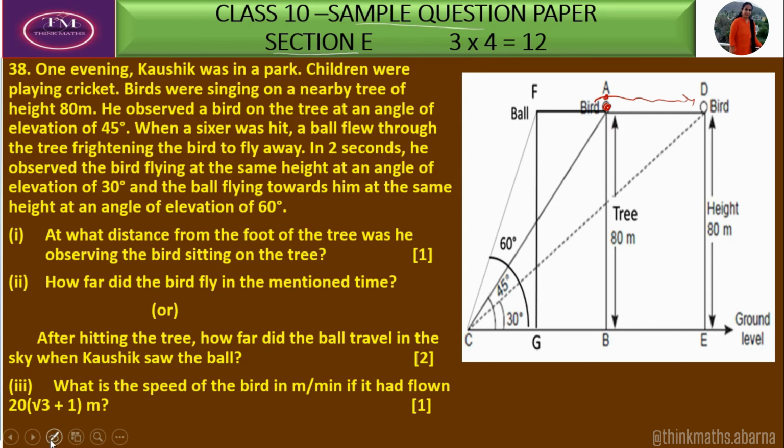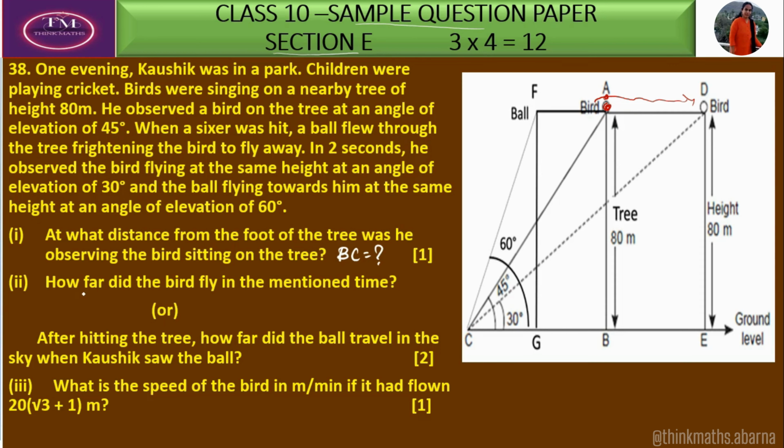First part we have to find out at what distance from the foot of the tree. So which is the foot? This is the foot of the tree. So from the foot of the tree was he observing the bird sitting on the tree? At what distance from the foot of the tree was he observing? So we have to find out BC, from the foot of the tree to the observer. Okay. So we have to find out BC.